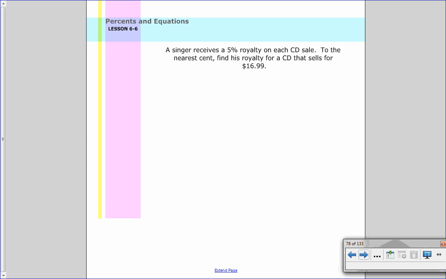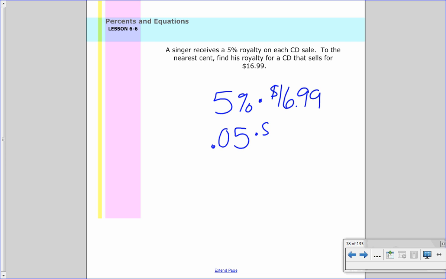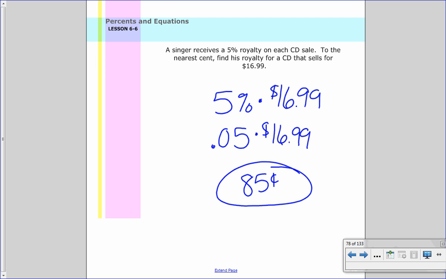All right, let's go ahead and solve this. The singer receives 5% of the CD, which costs $16.99. First, I'm going to switch this by dividing it by 100, and I have 5 hundredths times $16.99. And this singer is going to receive about 85 cents for every CD he sells, which doesn't seem like a lot of money, but your favorite singers, if they sell millions of albums, that adds up very, very quickly.